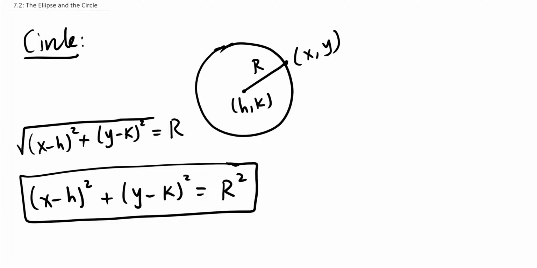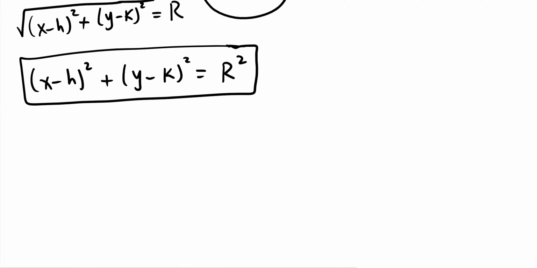Two things are important about the equation of a circle: center and radius. Every time you're asked to find the equation of a circle, two things you need to find: center and radius. So let's look at some examples about how to find it.